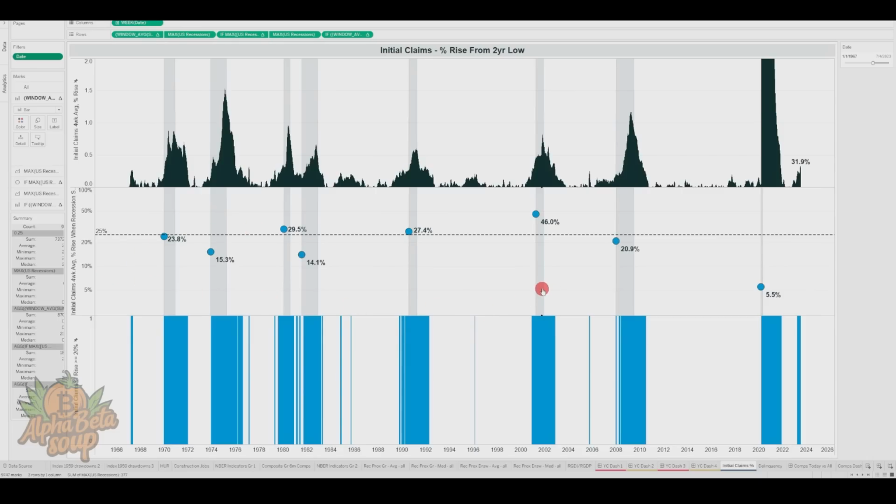Now, in the middle here is that same kind of dot chart that we've been doing. What is the value at the beginning of the recession?